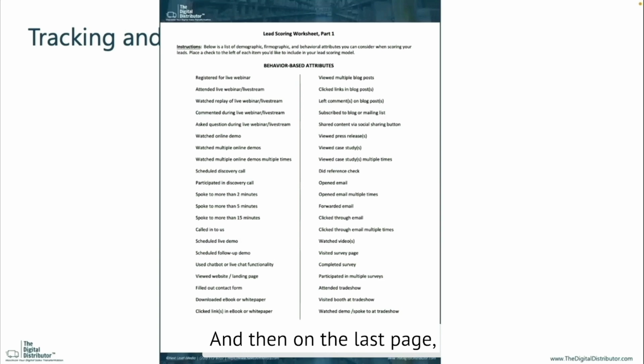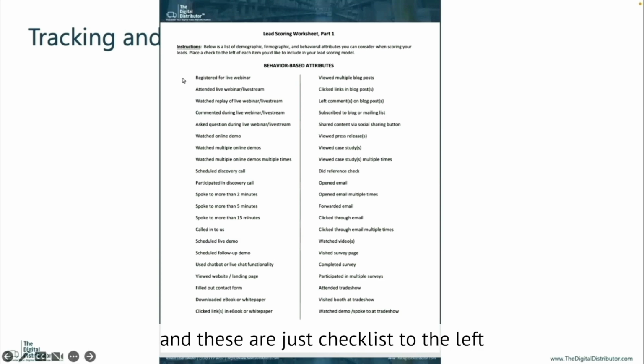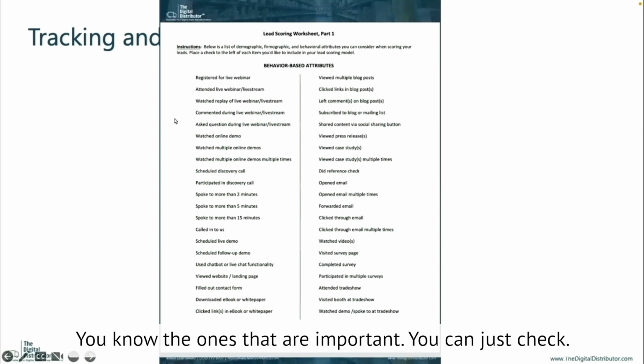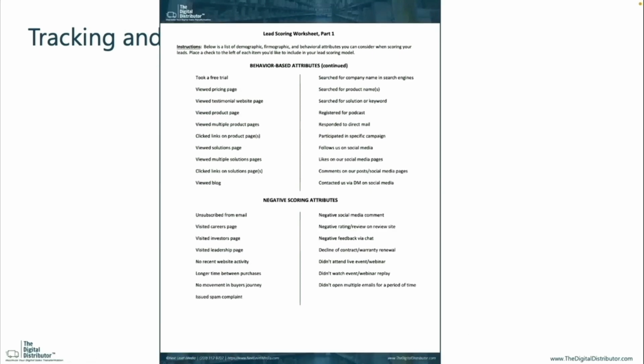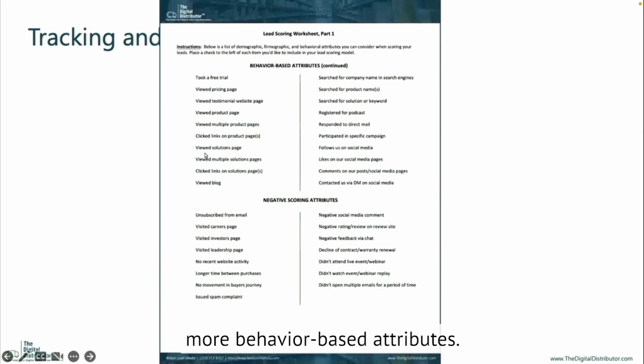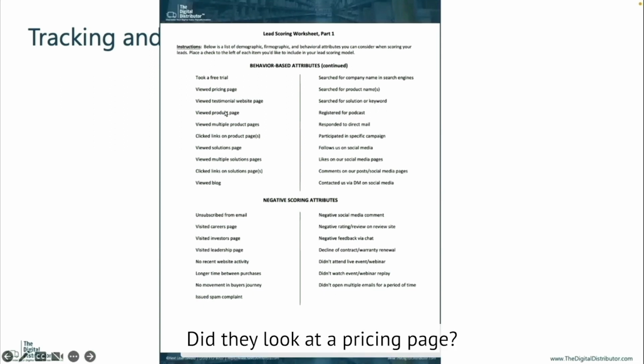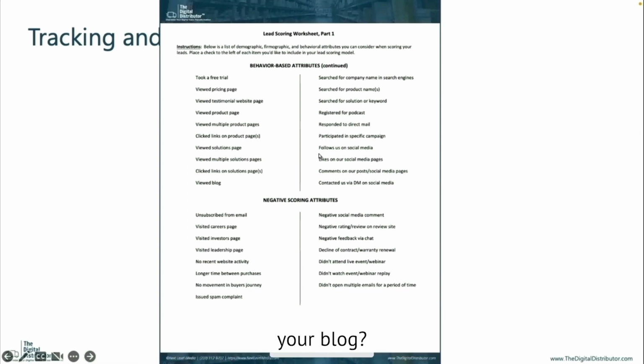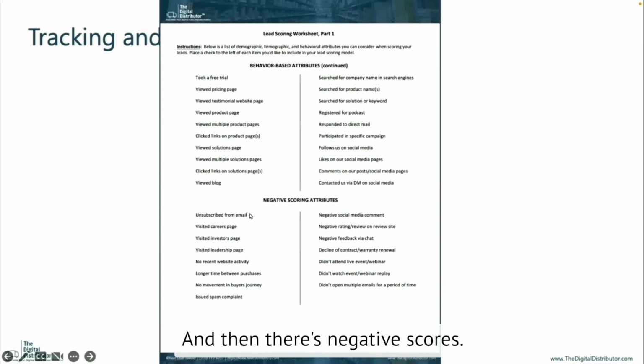And then on the last page, and these are just checklists. To the left, if you have it in front of you, to the left of each one, you'll see you can check yes or no. You know, the ones that are important, you can just check. And then there's more behavior-based attributes. Did they look at a pricing page? Did they look at a product page? Which product page? Are they looking at your blog? Are they following you on social media? All of these things.